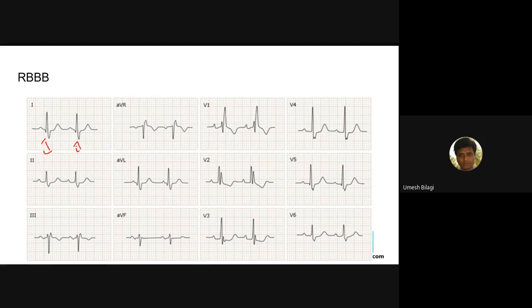One important thing, otherwise you can look in lead 1 also. There is a wider part; the wider part of the QRS complex is the terminal part here. This part is predominantly negative in case of RBBB. In case of LBBB, this is predominantly positive. Lead 1 also can be used to diagnose. Otherwise, use this.